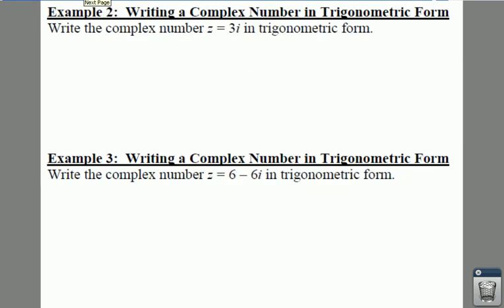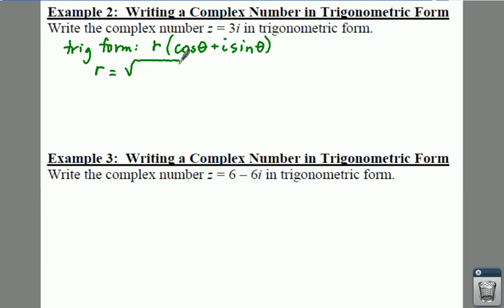All right, so for example 2, and example 3, we're going to write the complex number in trig form. So if we have z equal to 3i, your trig form that we just learned is going to be r times cosine theta plus i sine of theta. So what we need to do is figure out two things. We need to figure out your r, and we also need to figure out your theta. In order to find r, we take the square root of a squared plus b squared.